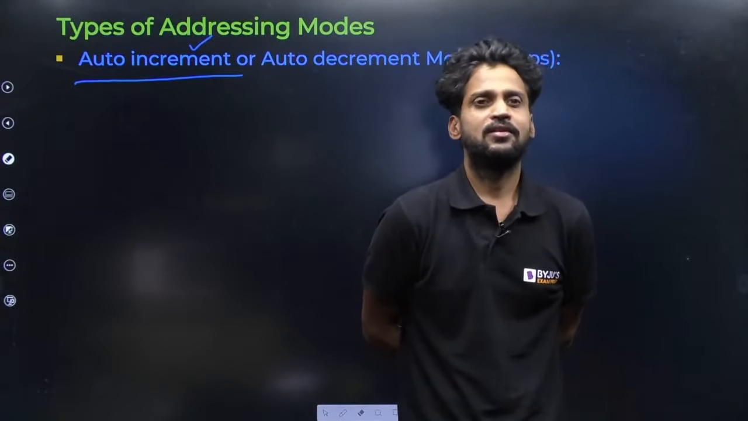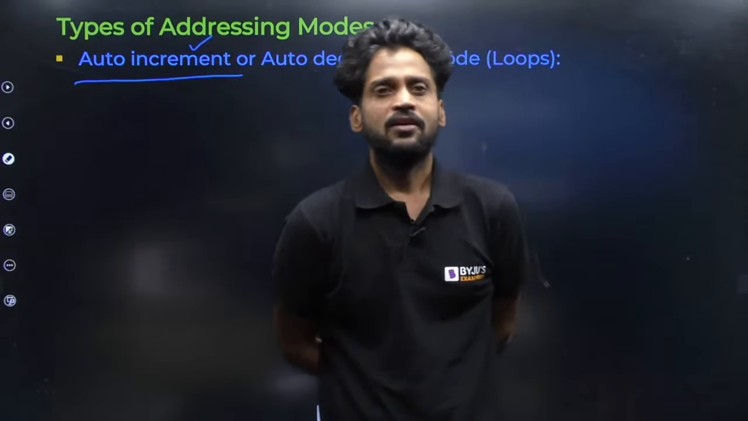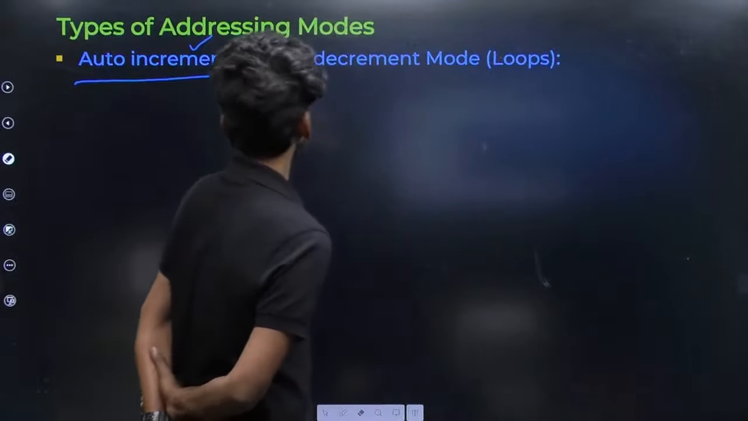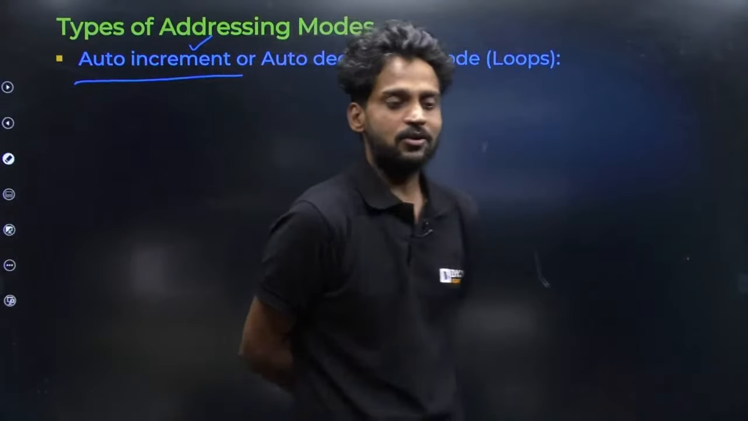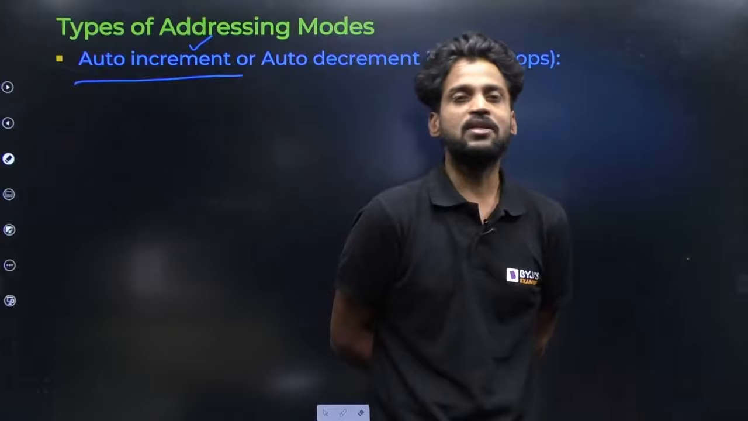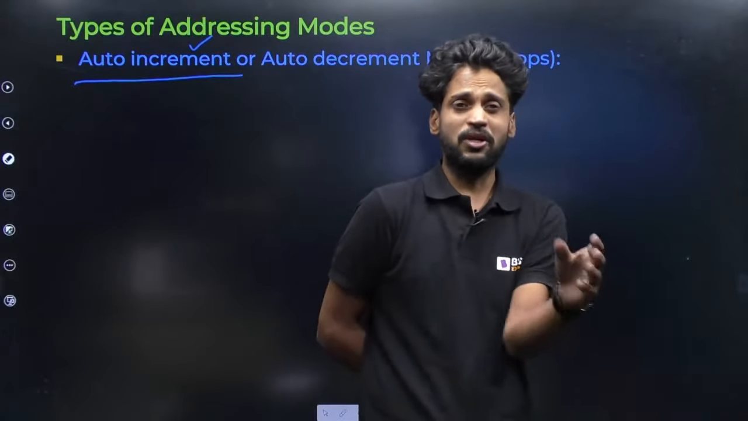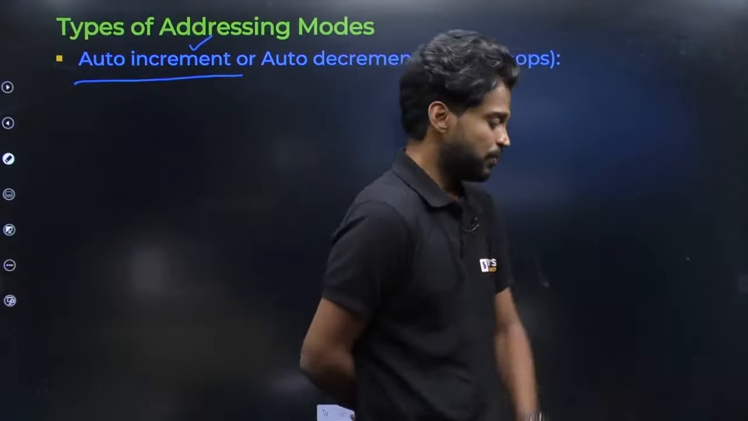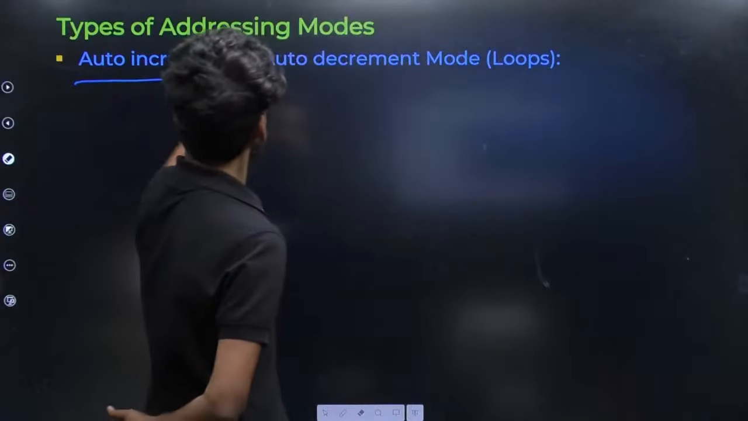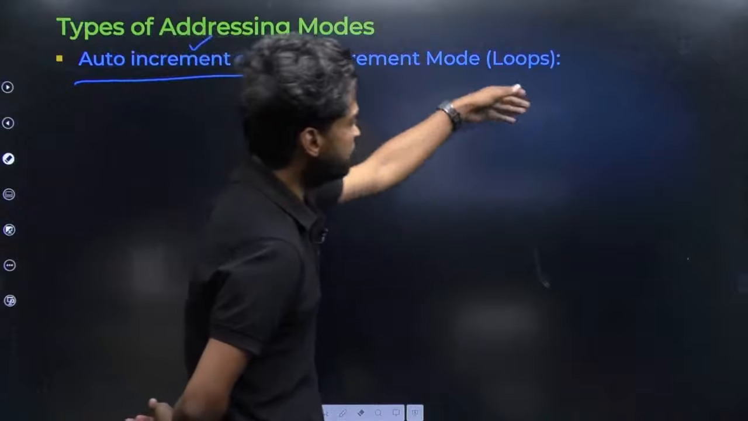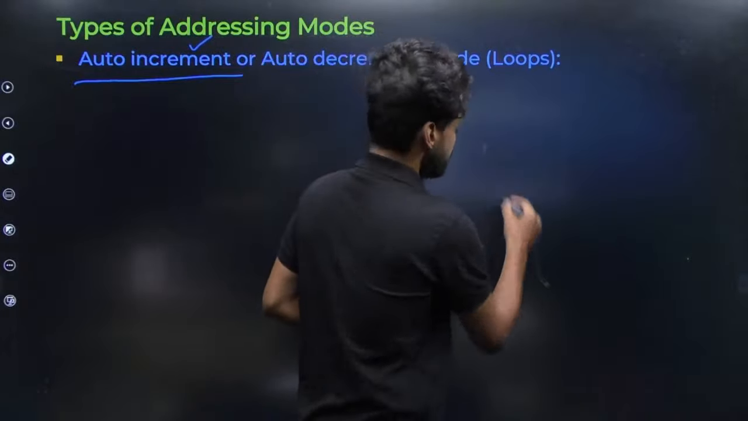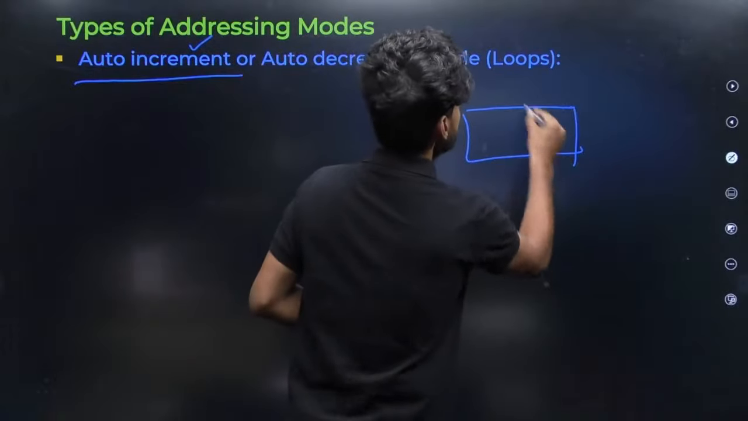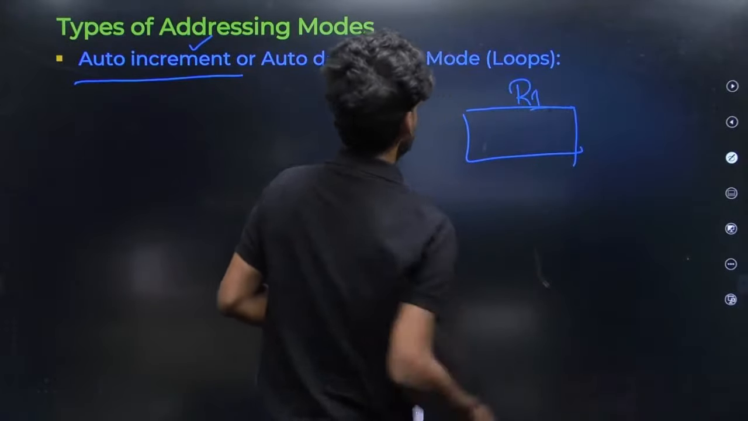Wonderful. Very good. Auto decrement is quite similar to auto increment addressing mode with one difference. In the auto increment addressing mode, right after we perform the operation, we will go back to the register to increment the contents, right?